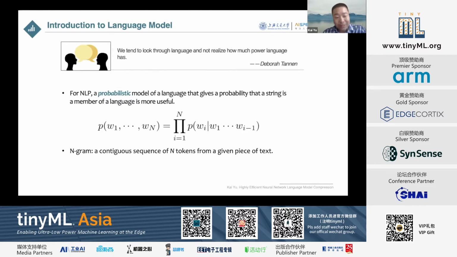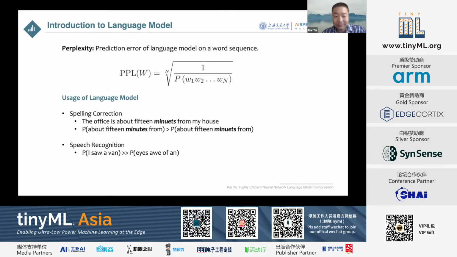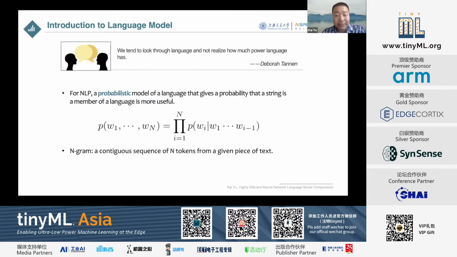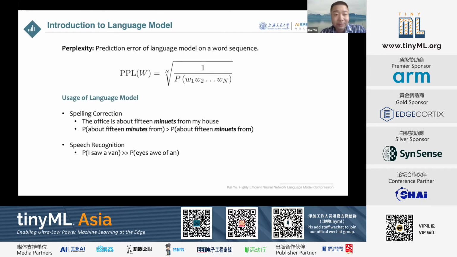A simple way to do this is the so-called n-gram model. It's a contiguous sequence of n tokens from a given piece of text. When we predict the probability of the whole word sequence, we just predict the probability of each word given a fixed size history. This is how we do that under the n-gram framework.